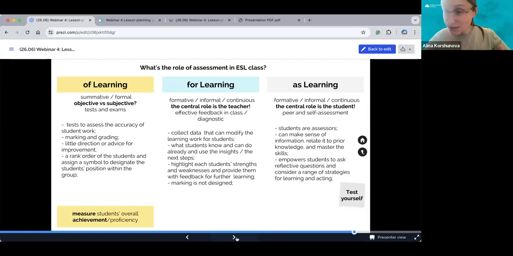So we assess our students. It's not a formal exam, it's not a formal test. We just give them a task and we assess how much they know about this or that topic. And it helps us to decide what to do next in our teaching. We can do it all the time.